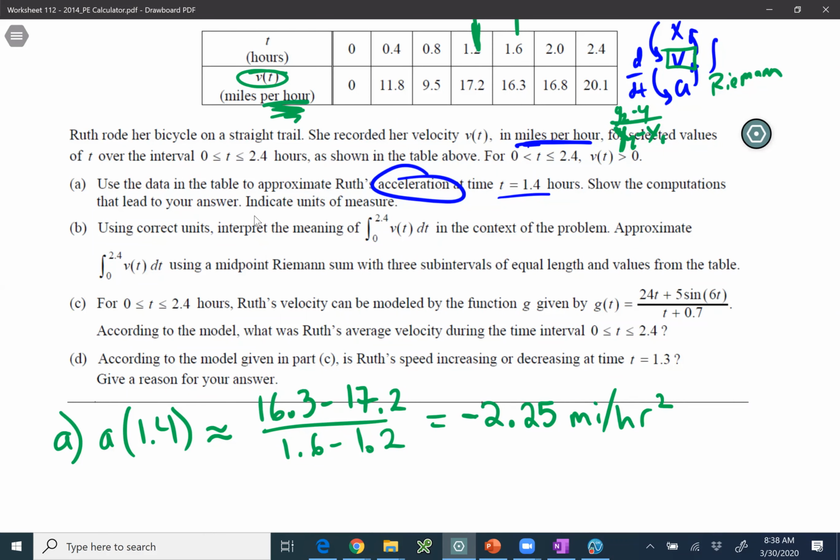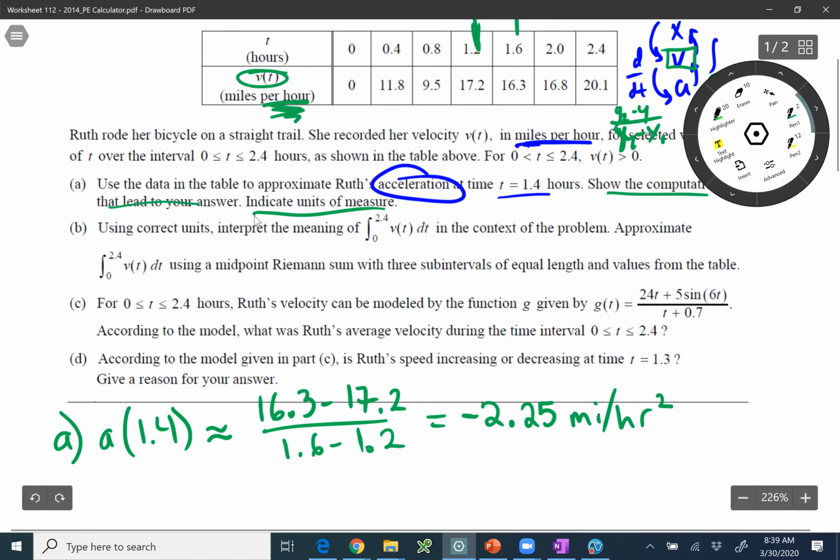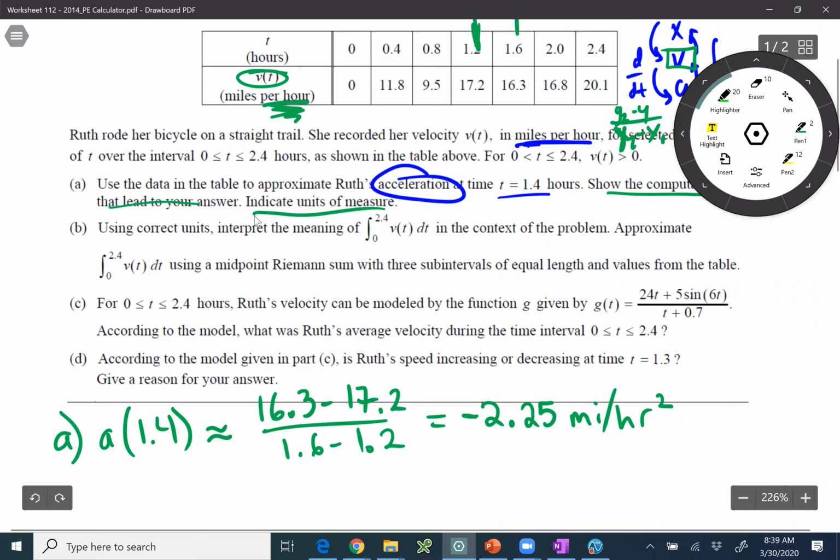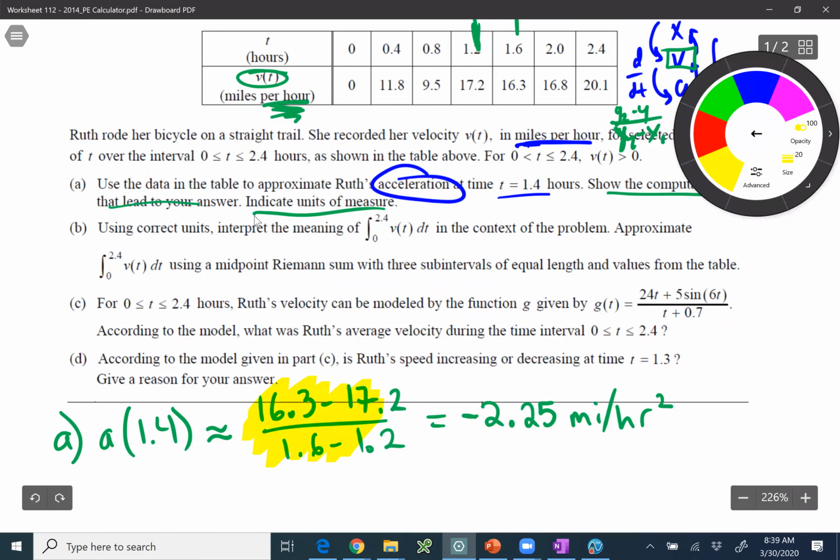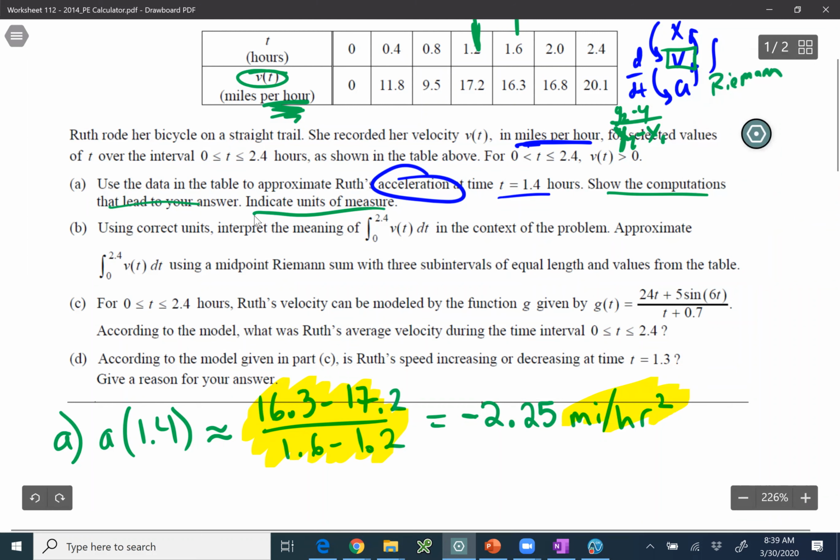Now, it said using correct units, indicate units of measure. So we do want to go back and make sure that we looked at everything. Show the computations that lead to your answer. What that means is they're asking us to make sure that we showed this line here. We don't need to show any work. We have a calculator, but we need to write what we typed into the calculator. And then indicate units. We have them. So that's worth 2 points there, 2 out of 2.